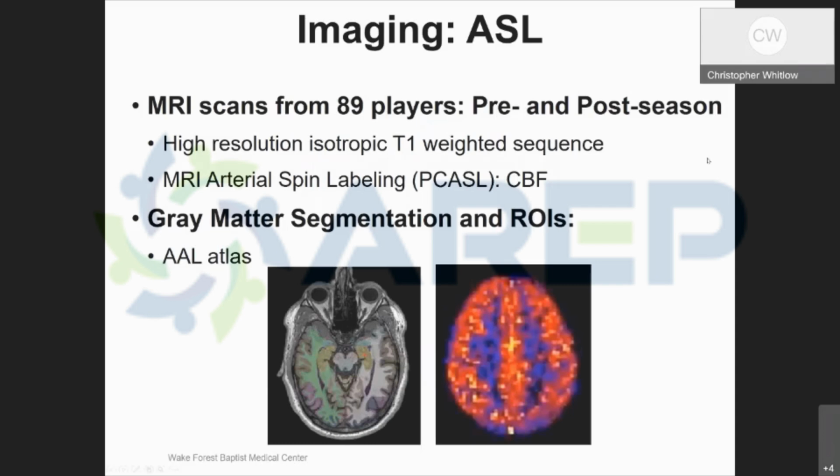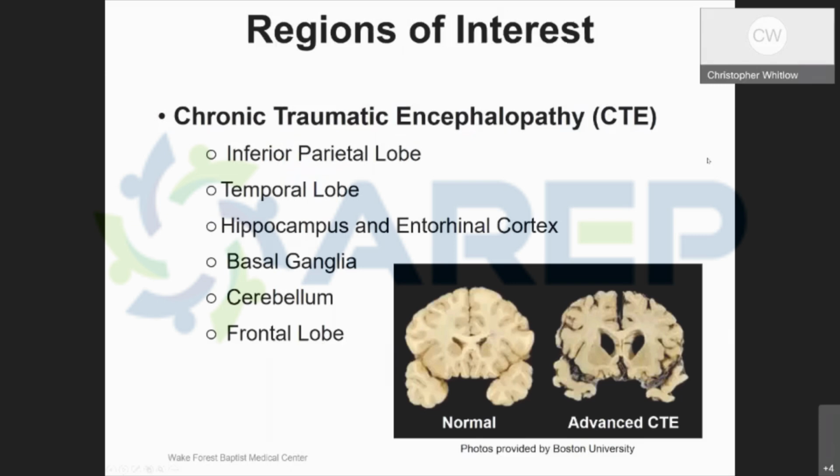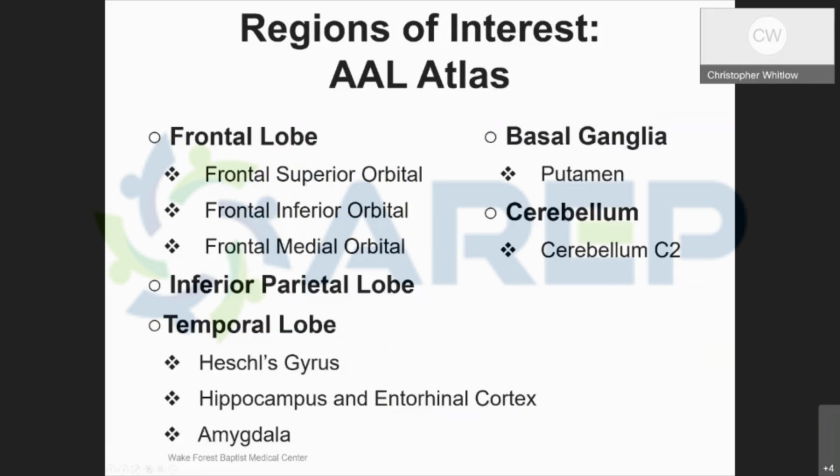And we focused on regions that have been associated with pathologic changes of chronic traumatic encephalopathy. We hypothesized that these regions may be particularly sensitive to head impact exposure and begin to manifest head impact related functional changes early in life after perhaps one season of play. As such, we chose regions of interest from AAL associated with CTE, like areas of frontal lobe, temporal lobe, basal ganglia, and cerebellum.